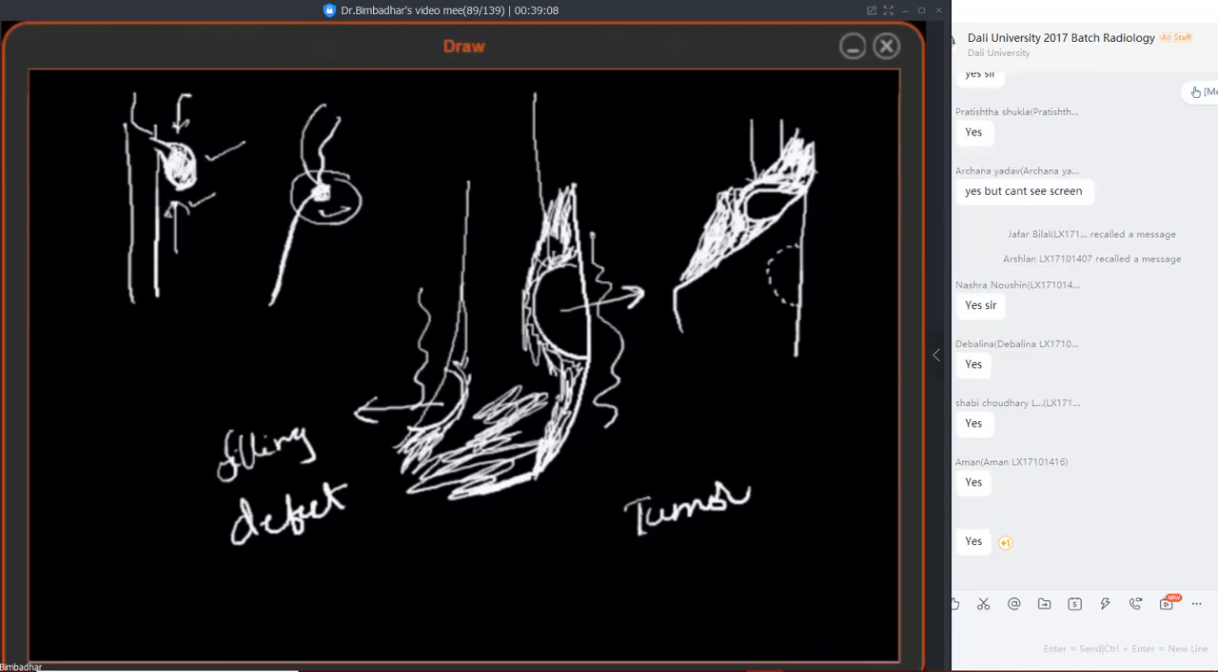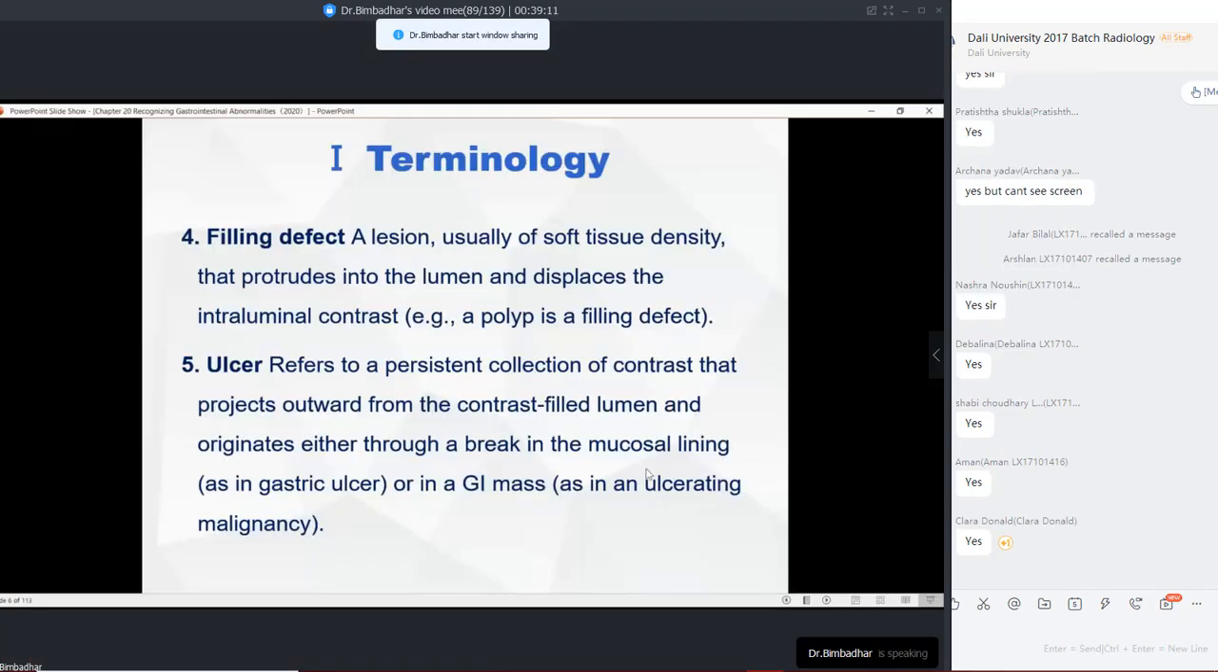Okay, so a filling defect is a lesion, usually of soft tissue density, that protrudes into the lumen and displaces the intraluminal contrast. So you see here, remember, it's a lesion of soft tissue density, obviously a mucosal density, that protrudes into the lumen, and that causes the displacement of the intraluminal contrast that is flowing over it. So generally a mass or a polyp actually causes a filling defect.